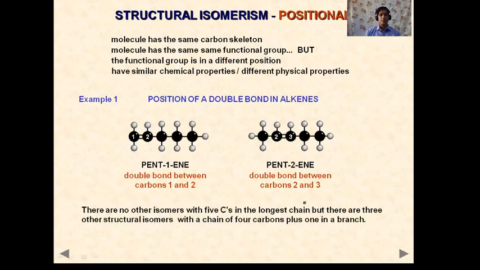Positional isomerism means they have a different position of their functional group, like pent-1-ene and pent-2-ene. The double bond is between carbon 1 and 2 in one, and between carbon 2 and 3 in the other. So this is an example of positional structural isomerism.